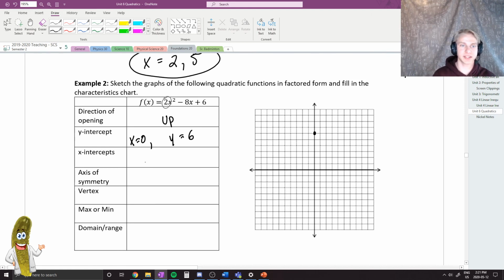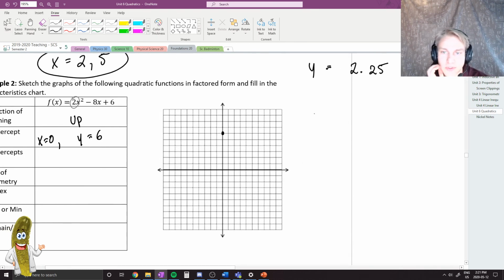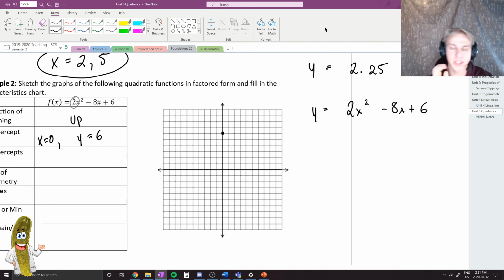The x-intercepts, that's the next stage that we want to solve. So we'll plug in y is equal to 2x squared minus 8x plus 6, and in order to solve for the x-intercepts, we want to make y equal to 0.